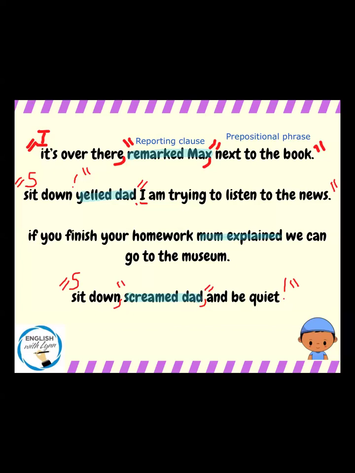Now, "if you finish your homework," I know that the "if" is a subordinating conjunction. So this part here is a subordinate clause. And that means that it doesn't make sense on its own. So it must be connected to "we can go to the museum," which means that "if you finish your homework, we can go to the museum" is one complete sentence.